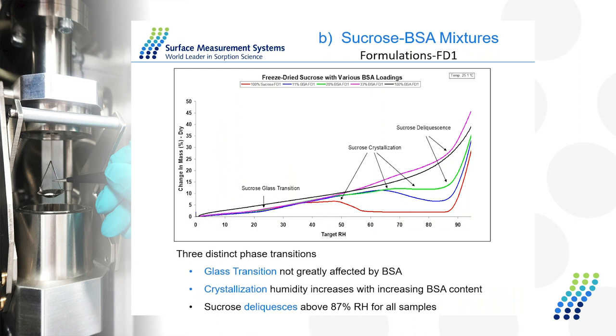And a very similar result is seen for the sucrose sample. Here the three stages of the transition are very clear with the ramping of humidity. The glass transition happens at lower RH and the protein concentration has very little effect on it, as the lines are just overlapping. And the crystallization happens above 50% RH here. And this one is affected significantly by the protein concentration, the BSA content. The crystallization point is also shifting to a higher RH, indicating that the protein sugar interaction will also stabilize this freeze-dried mixture. And at the end, at RH above 87%, all the samples containing sucrose become liquid. And this result is just one of the formulations between the sucrose and protein sample.